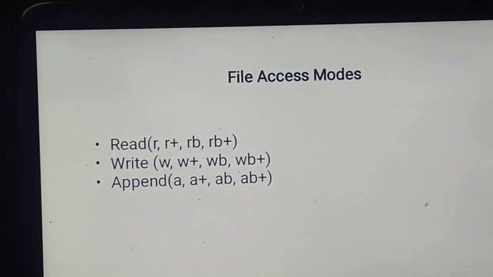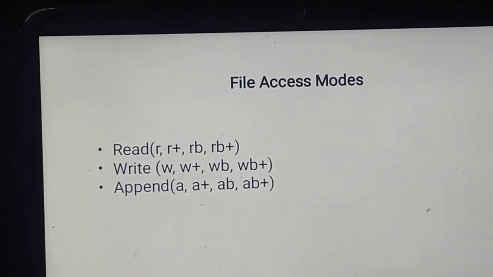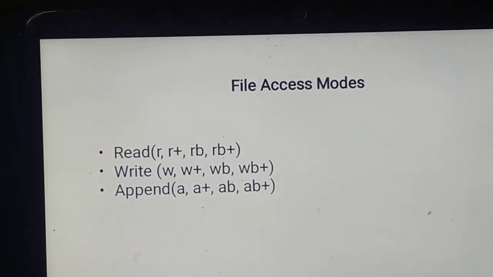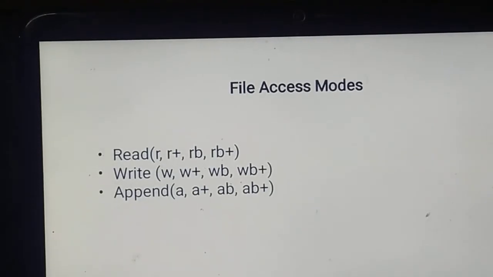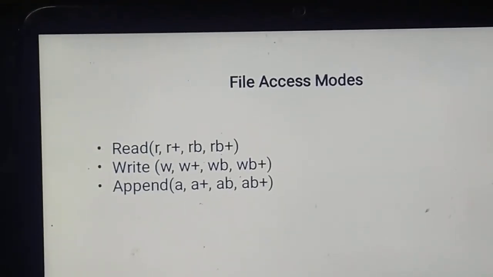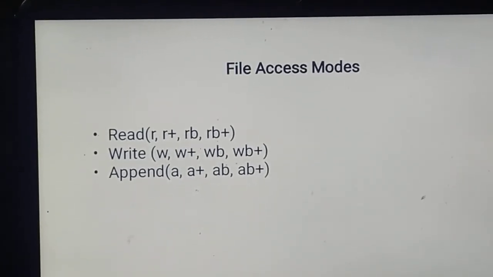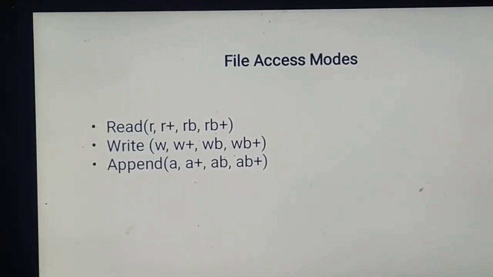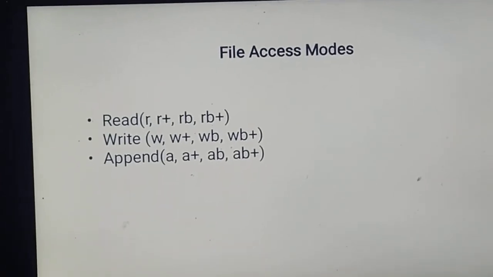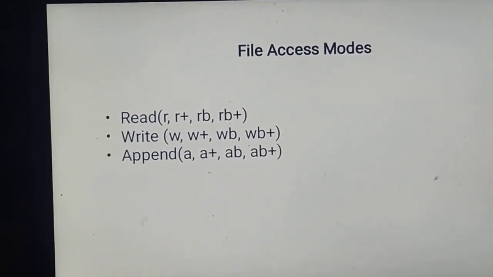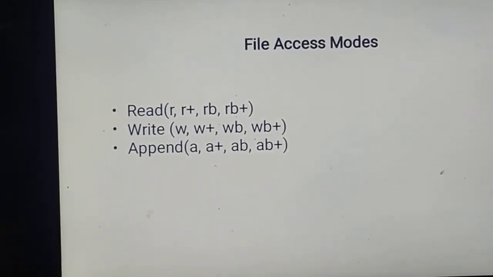Okay. The next mode is WB plus mode. This file access mode opens a file for both reading and writing in binary format. Again, this allows you to read and write a file in binary format. Okay, and again it overwrites the file if the file already exists. Otherwise, it creates a new file for reading and writing.